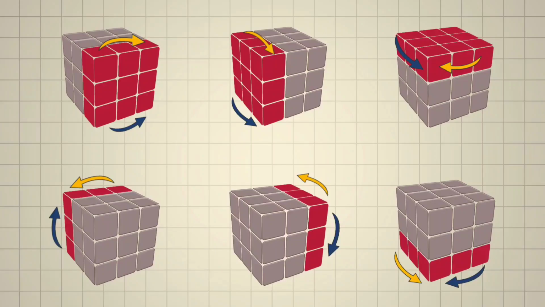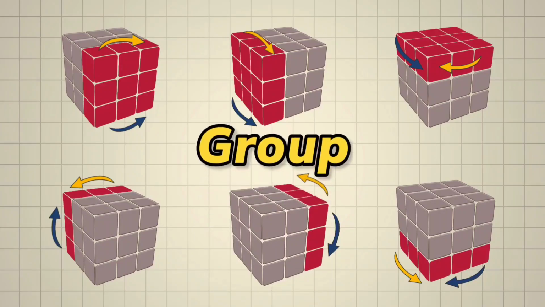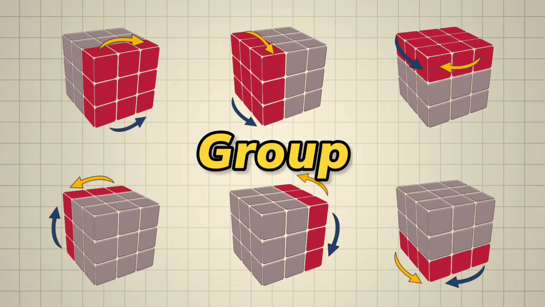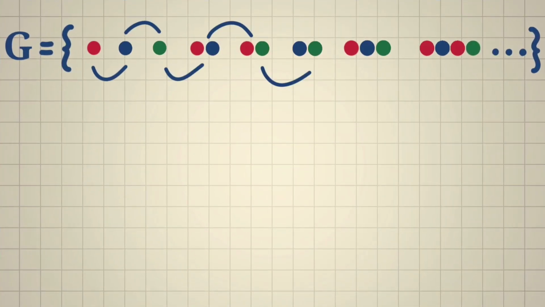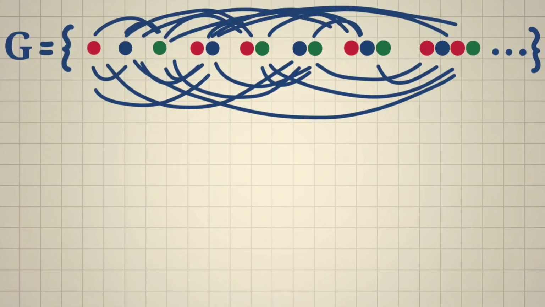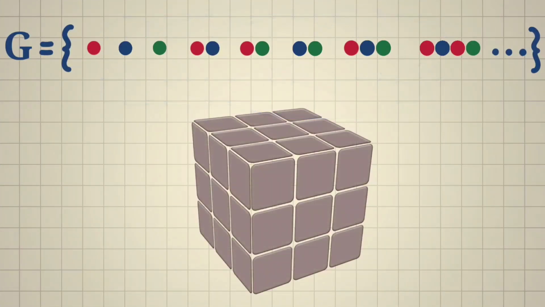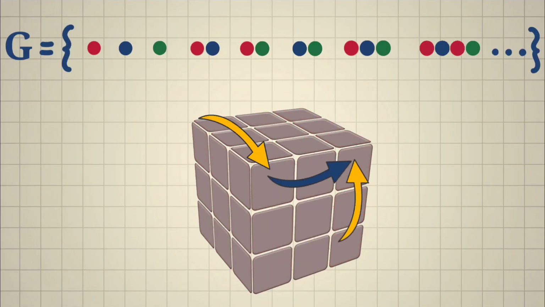The Rubik's Cube actually forms a mathematical group. Okay, but what is a group anyway? Well, a group is a set of elements, along with an operation that combines them. The elements of the group represented by the Rubik's Cube are the possible rotations you can perform, and the operation is the combination of these rotations.